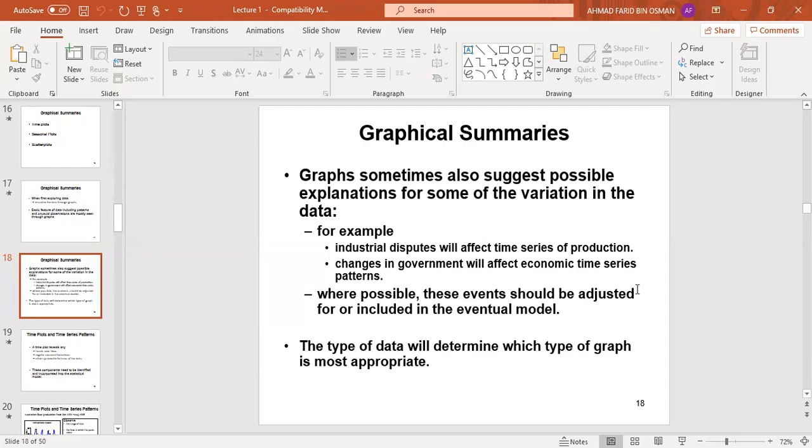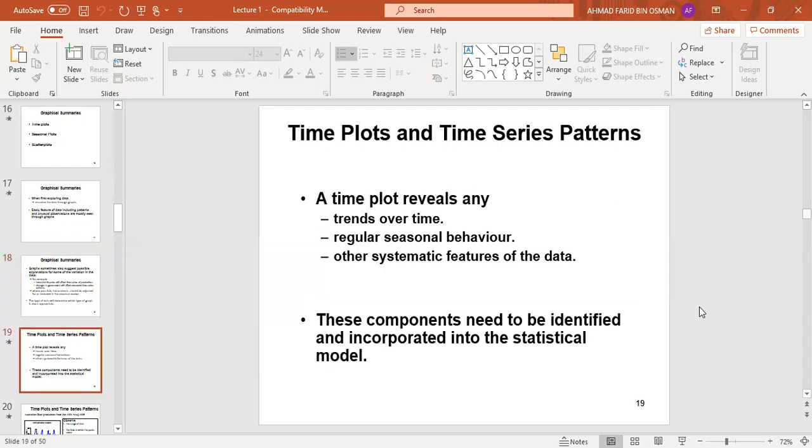The type of data will determine which type of graph is most appropriate, whether it is time series data, cross-sectional data, or other types of data. The first graphical tool is the time plot. You can use a time plot to inspect the data. A time plot reveals any trend over time, regular seasonal behavior, and other systematic features of the data.